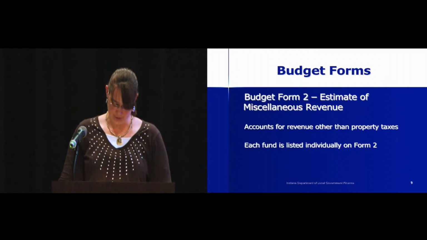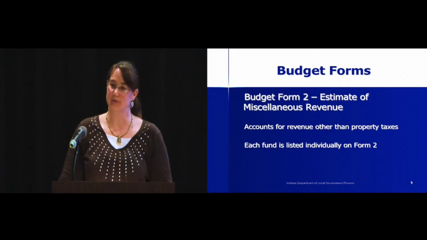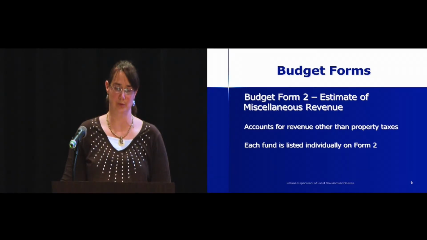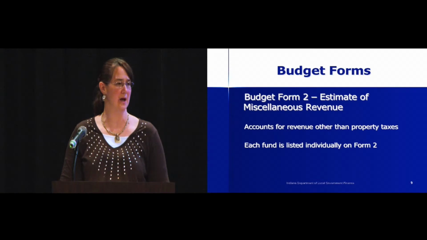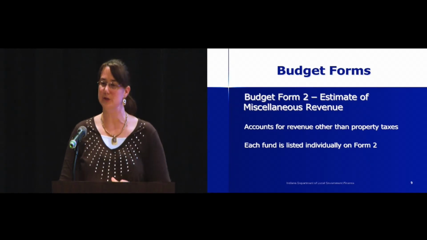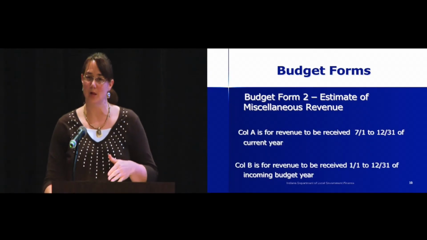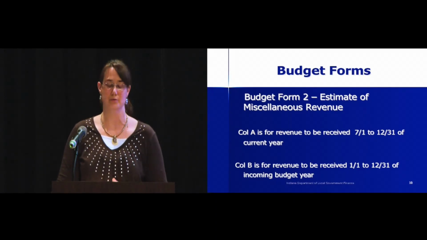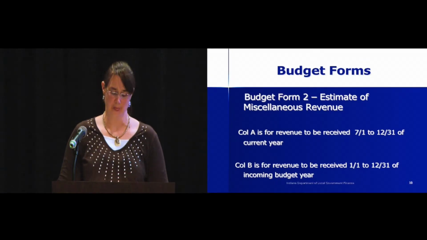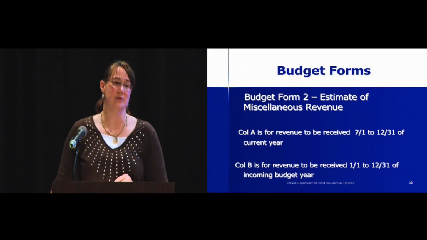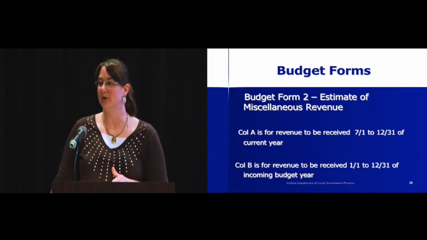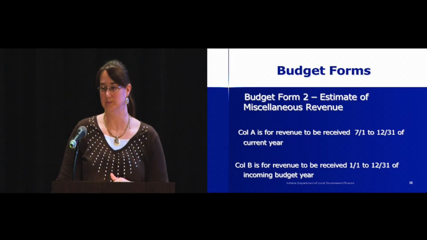Then you have your Form 2. This is your revenues you collect for the 18-month period. Each fund will have its own individual Form 2. And if you printed out the Form 2, you will see 2 columns. The first column represents the last 6 months of the current year, July 1st through December 31st of this year. Column B represents the ensuing year or budget year from January 1st to December 31st.